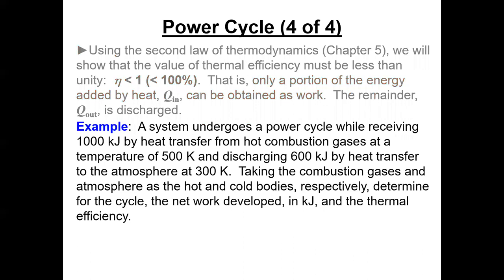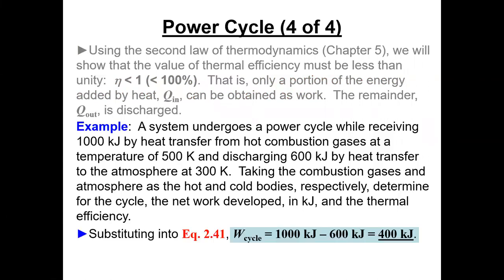Oh, okay, we got a little example here. A system undergoes a power cycle while receiving 1,000 kilojoules of heat transfer from hot combustion gases at a temperature of 500 Kelvin, discharging 600 kilojoules of heat transfer to the atmosphere at 300. Right now, we're not doing anything with those temperatures, but it's just to give you some numbers to look at. Taking the combustion gases and the atmosphere as hot and cold bodies, respectively, determine the work and the thermal efficiency.